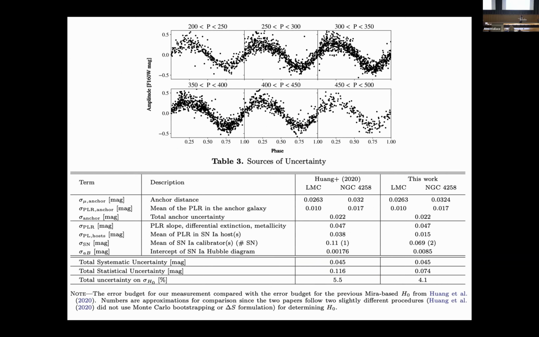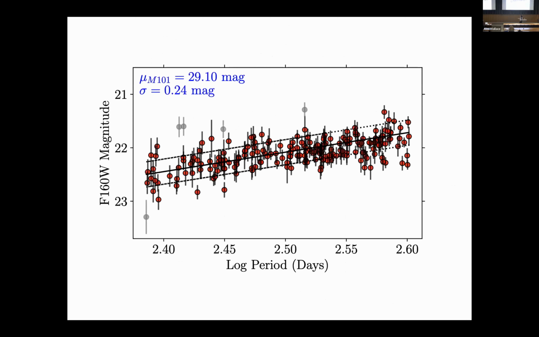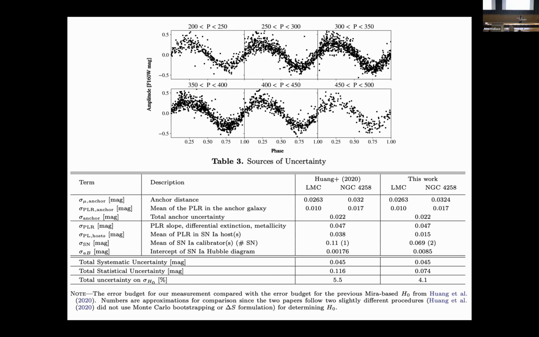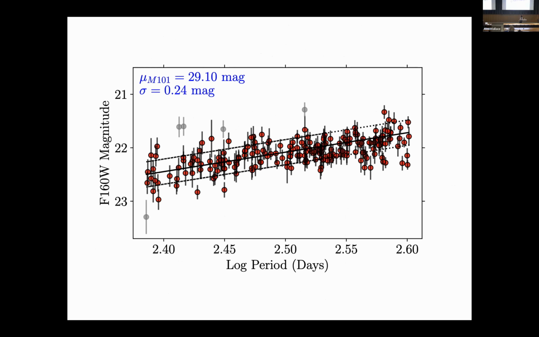And by adding in the second Type 1a supernova host galaxy, we also reduced the uncertainty on our Hubble constant, because as you can see here, most of the uncertainty on the Hubble constant measurement actually comes from the Type 1a supernova calibrators, because each Type 1a supernova has an intrinsic uncertainty of about 0.1 magnitudes. And here's what the PL relation looked like for this galaxy.